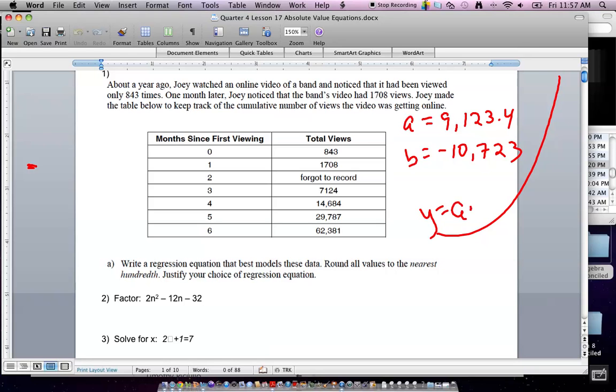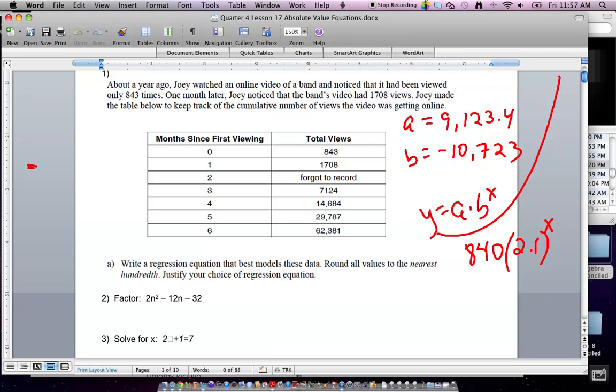You know how geometric or exponential is y equals a times b to the x? They will again give you an a and a b. And let's just say, for argument's sake, that a is 840, and let's say that b is 2.1. And then you want to do month 2. You just do 840 times 2.1 to the second. So it's the same exact idea as linear, except they're going to give you an exponential function.